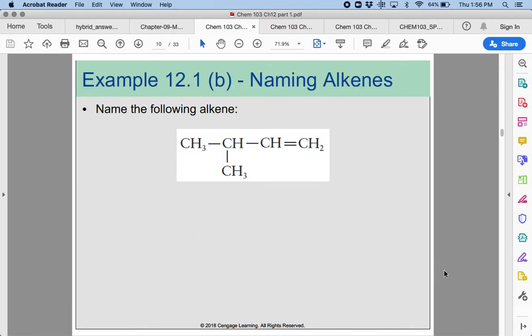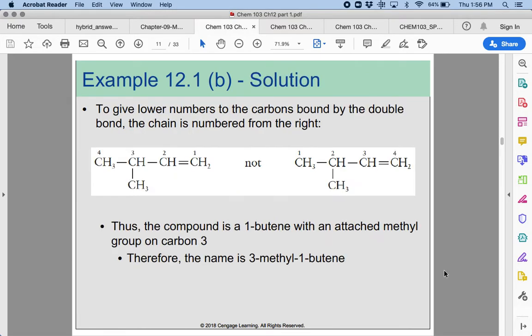Can you name the following compound? So we need to find the longest chain, which in this case would be 4 carbons. 1, 2, 3, 4. We could also have 1, 2, 3, 4. That's our longest chain. We're not going to start with the 1 over here because that means we would have our double bond be on the 3 carbon instead of the 1 carbon like it can be over here. Therefore, the methyl group is on the 3 carbon, which would give us 3-methyl-1-butene.